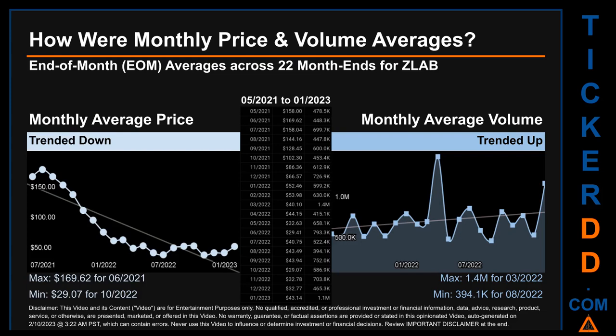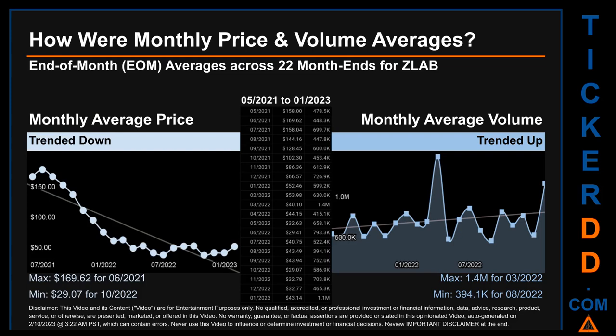How were price and volume averages for ZLAB? Across 448 trading days, there were a total of 22 month ends, of which monthly averages for daily price and volume were calculated. Overall, monthly price average trended down while monthly volume average trended up. The maximum end-of-month average price was $169.62 for 06/2021 while the minimum was $29.07 for 10/2020.